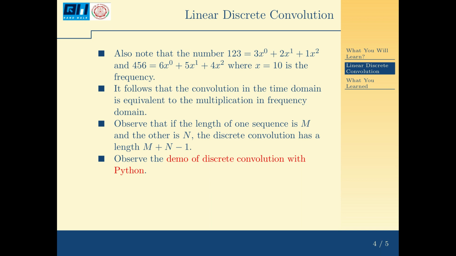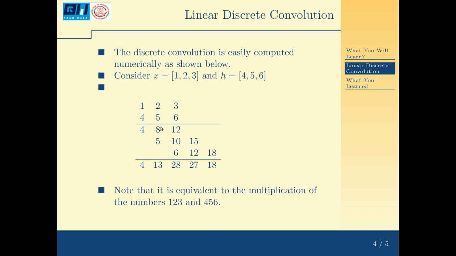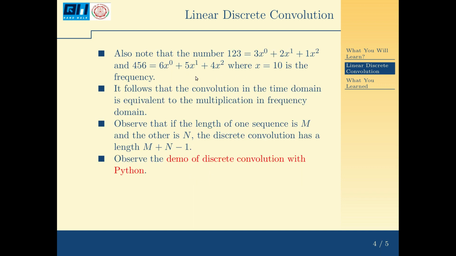So a multiplication in the frequency domain is equivalent to a convolution in the time domain or in the discrete domain. Here this is a convolution. So this is equivalent to a multiplication of these two polynomials in the frequency domain.